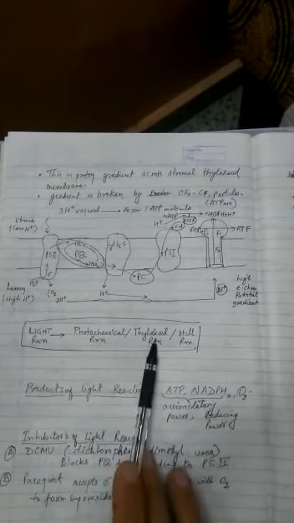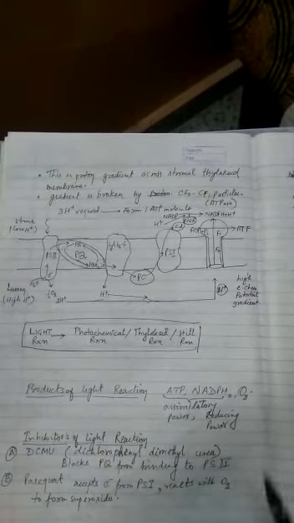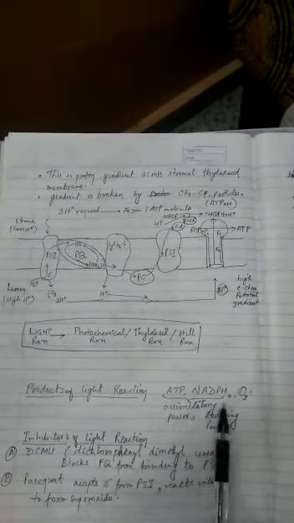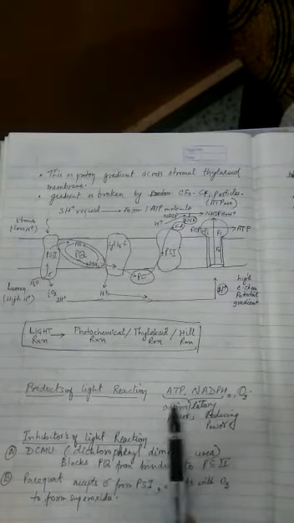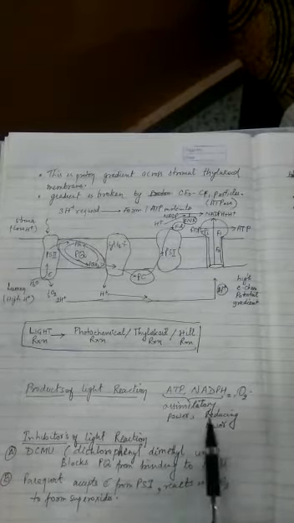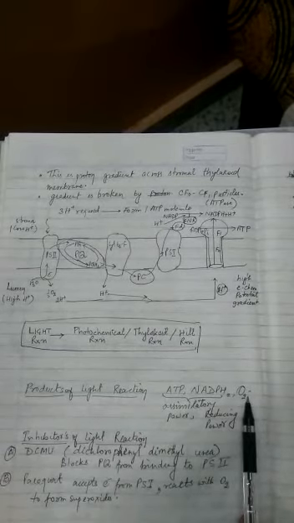Also called the thylakoid reaction because it occurs in the thylakoid. Also called the Hill reaction. What are the products of the light reaction? It is ATP, NADPH2 and oxygen molecule. These are the assimilatory powers: this is the energy currency and this is the reducing power. And oxygen comes out as the byproduct.